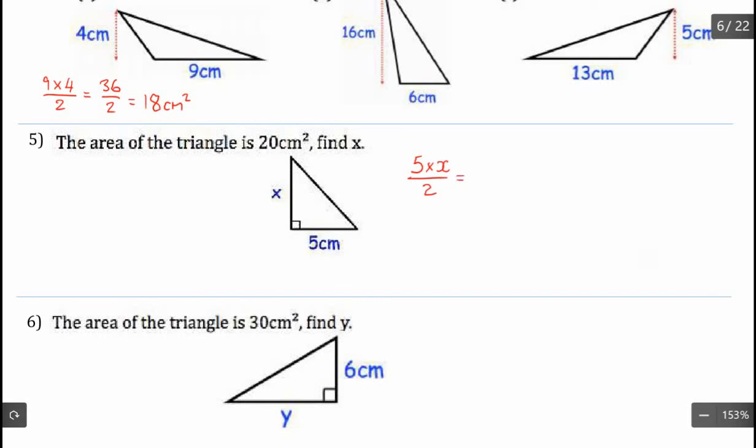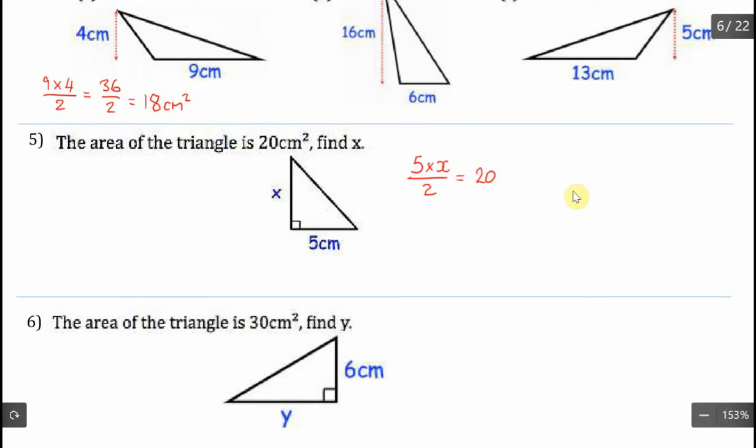Now this time, it's usually the area I want to find, but this time I know the area, so I'm going to write it. I know that gives me 20. And now I've got a little equation which I'm going to solve. The reason I do it this way all the time is, A, it's good practice. It reminds me what the formula is each time I do this, and B, it gives me practice in solving equations, so I'm practicing algebra as well.